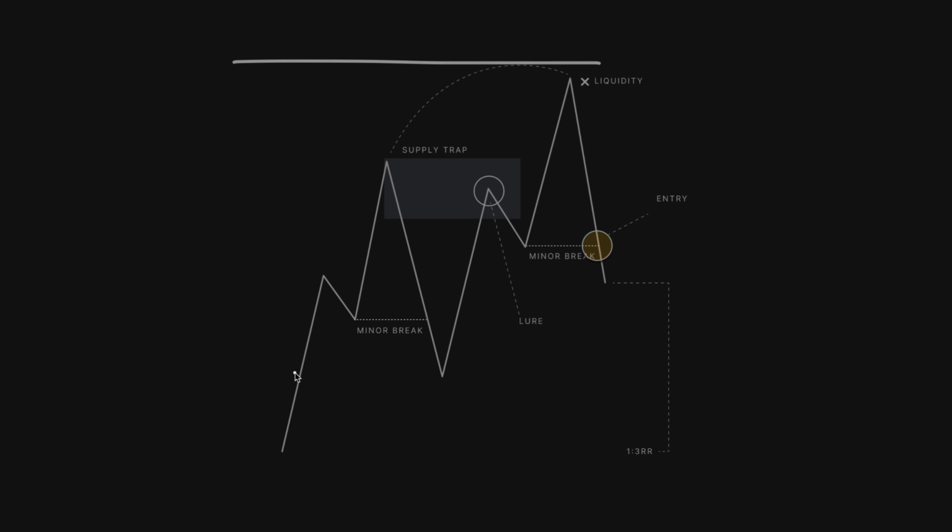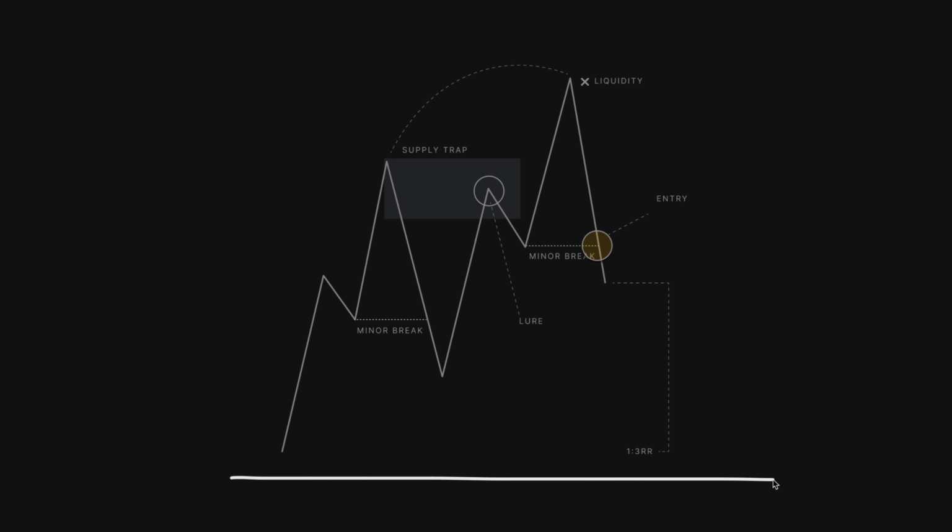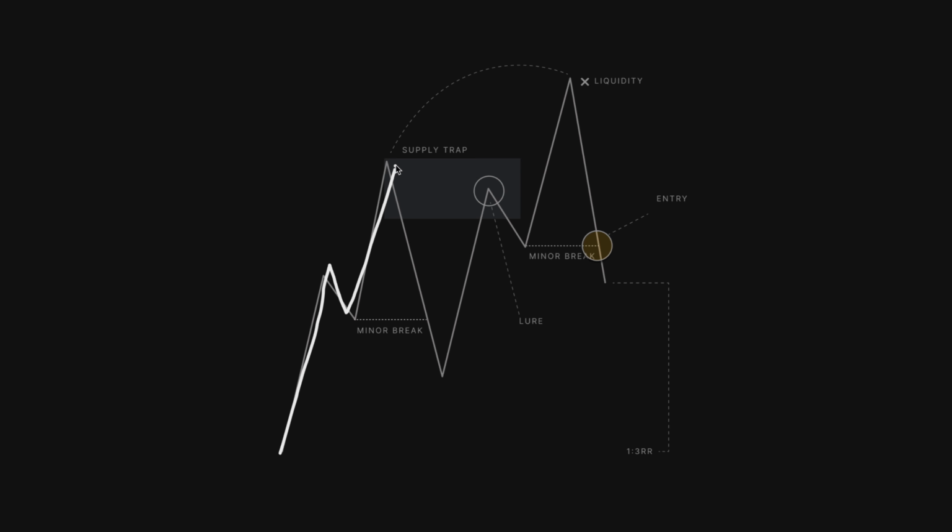So picture all of this happening within a 4-hour supply zone. So when we go down to the 15-minute, what we want to see is that price is obviously heading up into the 4-hour supply. Then we want to see a minor break in structure on the 15-minute. We want to see if price left behind a supply zone, which it often does. So most traders will see that minor break and that supply zone and will be looking to enter as a reaction to the 4-hour supply.